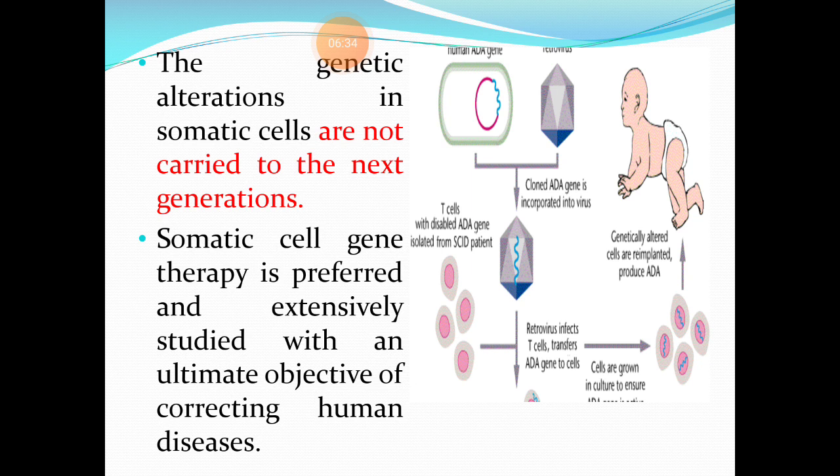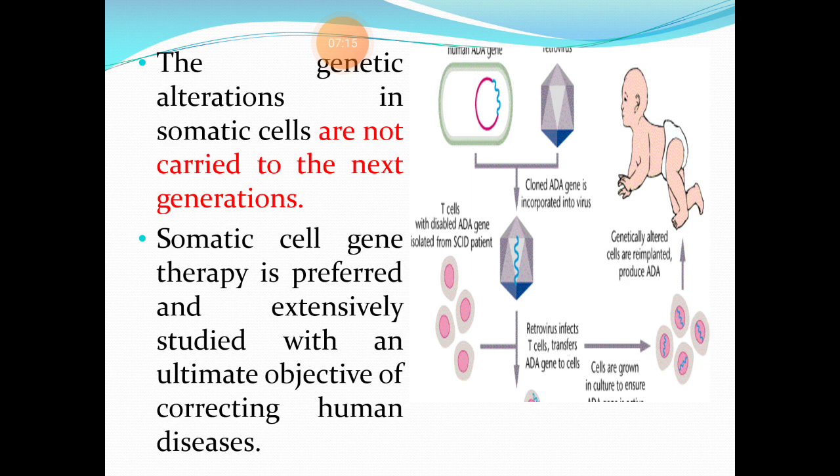T cells are a type of immune cells, and these defective T cells will not have, or will have, a disabled ADA gene in them. So these T cells with the disabled ADA gene are isolated from the SCID patient, and you can give them a viral vector which is cloned with the normal ADA gene, so that when the retrovirus infects these T cells, it transfers the normal ADA gene into these cells.